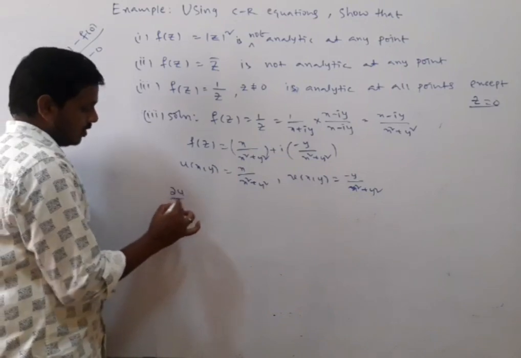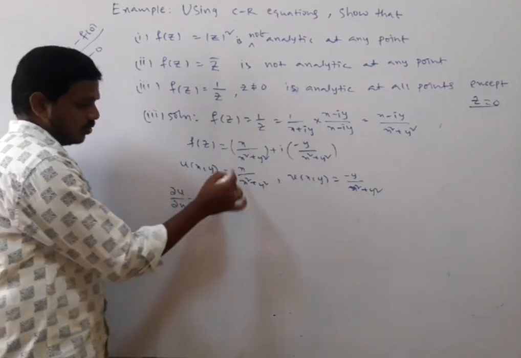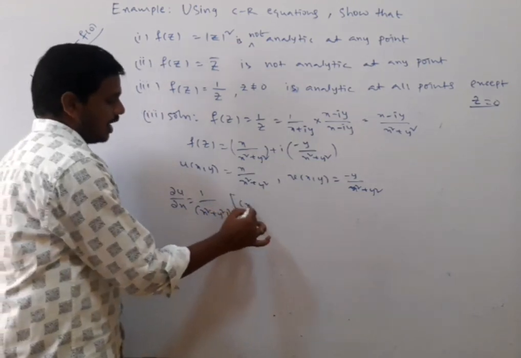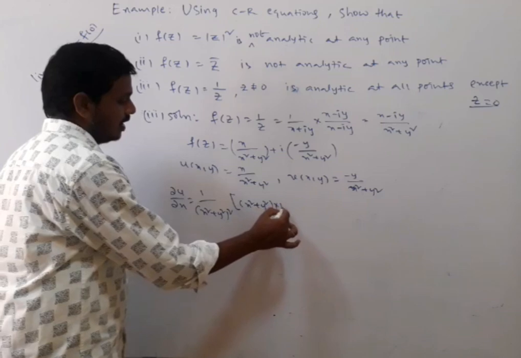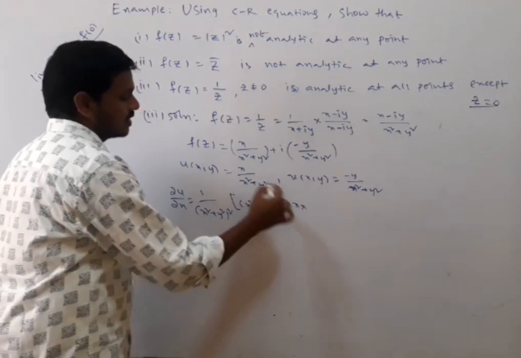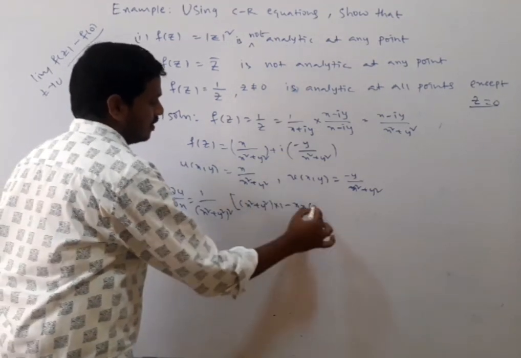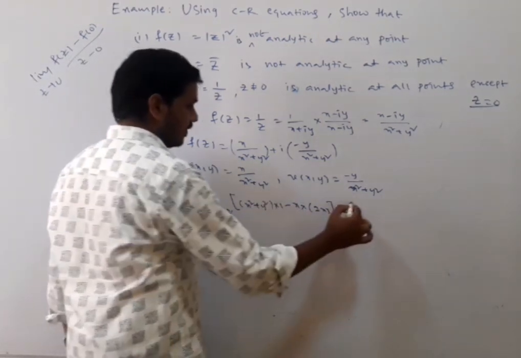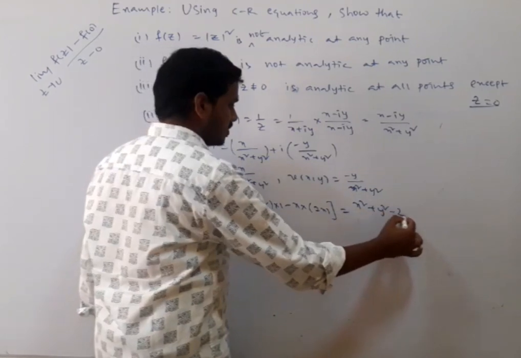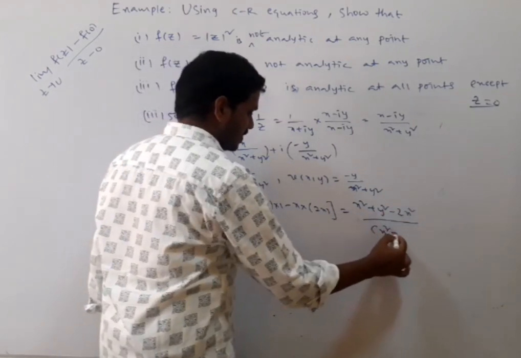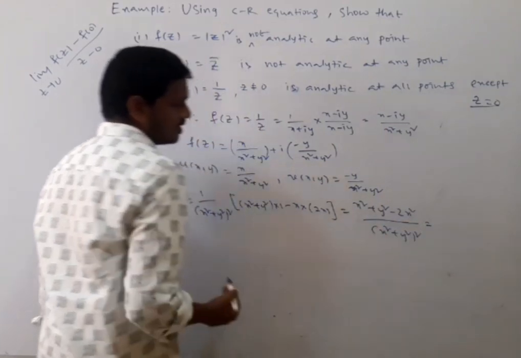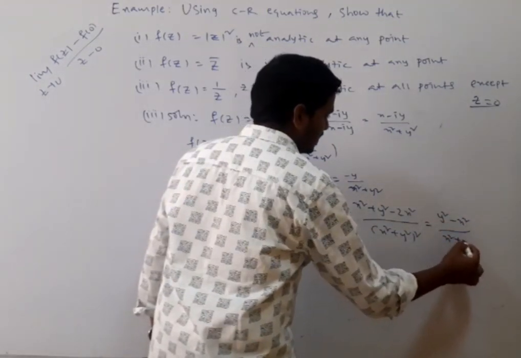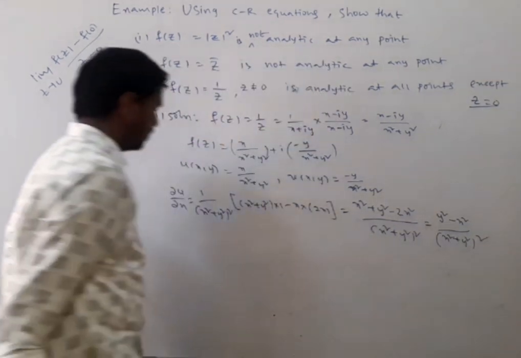∂u/∂x, you know that is the u by v formula: 1 by (x² + y²) whole square into (x² + y²) into the x derivative, which is 1, minus x into the derivative of x², which is 2x, and the derivative of y² is 0. So we have (x² + y² − 2x²) divided by (x² + y²) whole square. Here it is x² minus 2x², so this is (y² − x²) divided by (x² + y²)². This is ∂u/∂x.